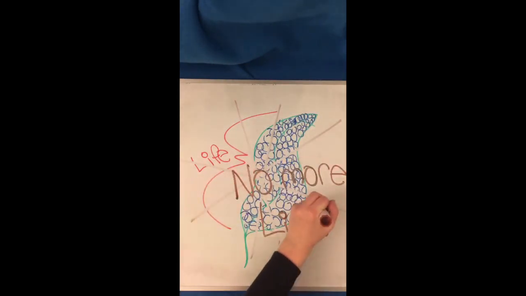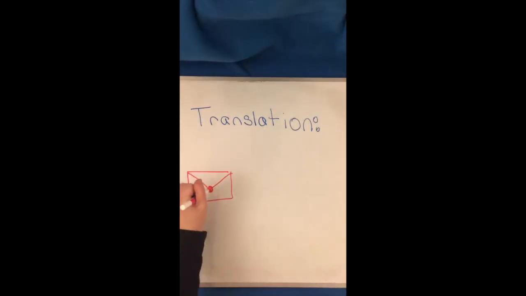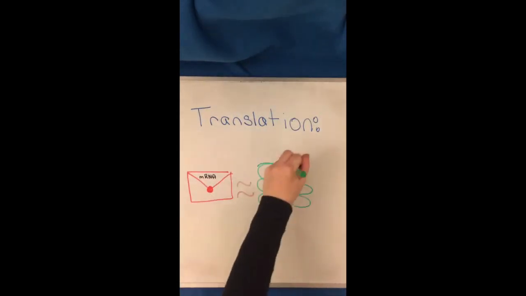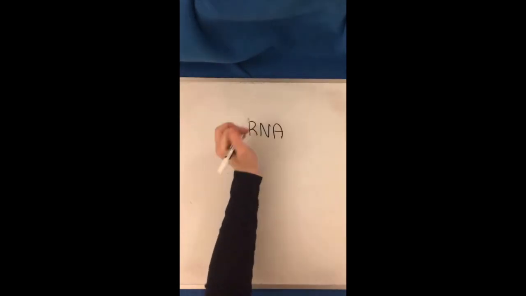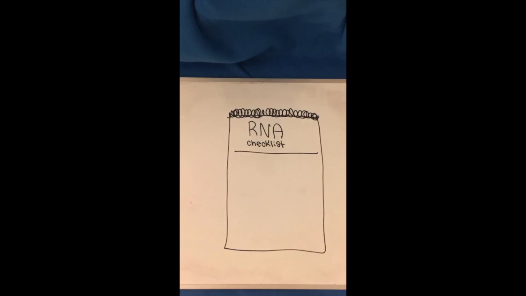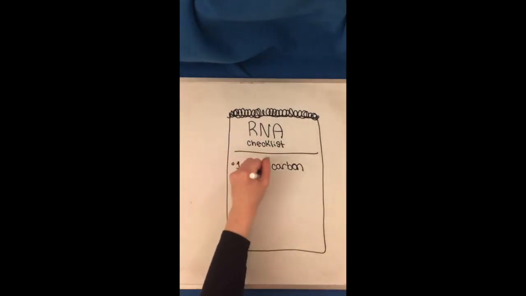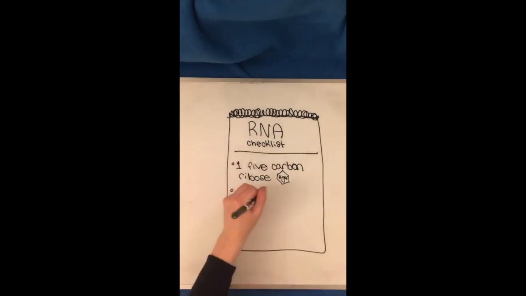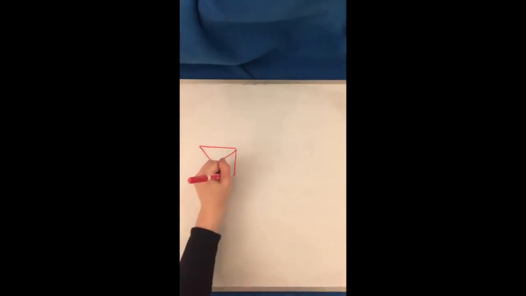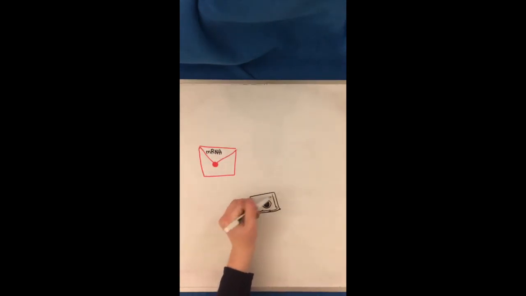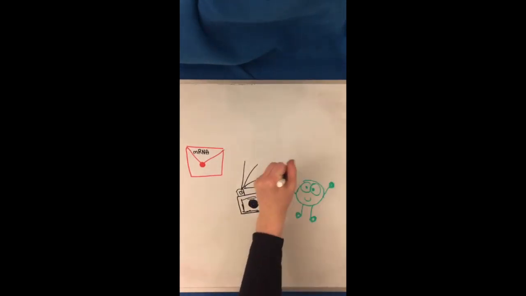Translation is the process in which messenger RNA takes information that is passed from DNA and is then turned into a series of amino acids bonded together with peptide bonds. Translation takes place in the cytoplasm. RNA nucleotides consist of one 5-carbon ribose sugar, a phosphate molecule, and 1 out of 4 nitrogen bases: adenine, guanine, cytosine, and uracil. After transcription, the mRNA takes the photocopy of the DNA and leaves the nucleus and goes into the cytoplasm.